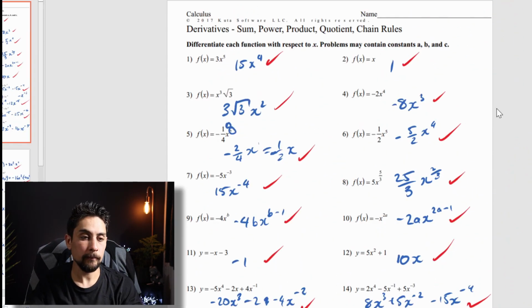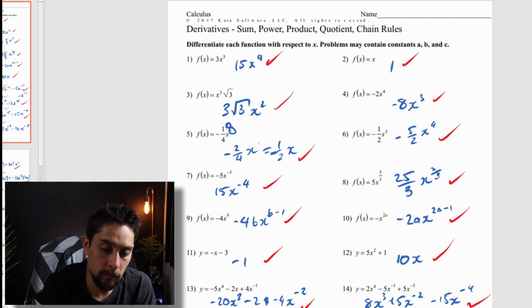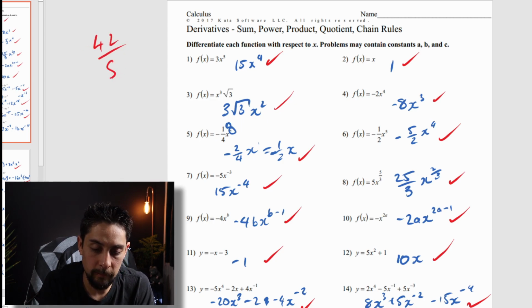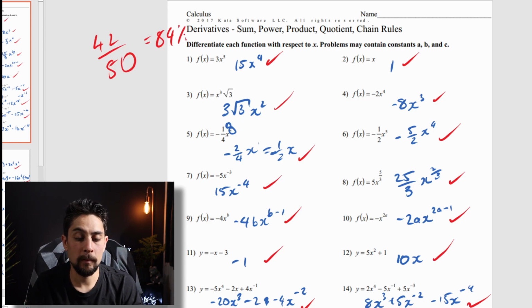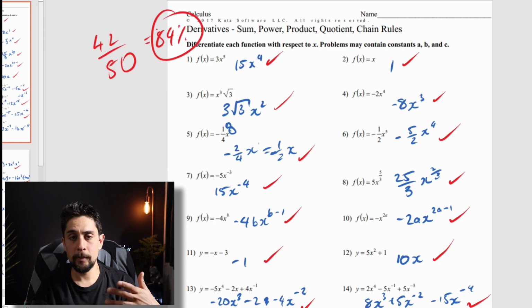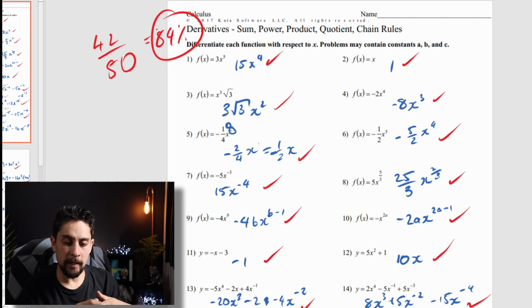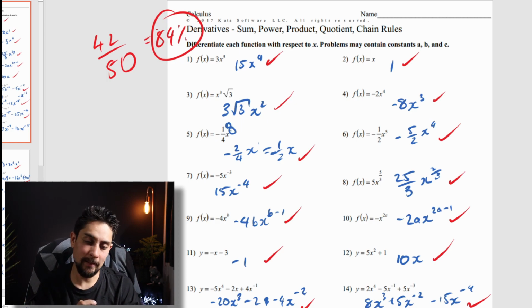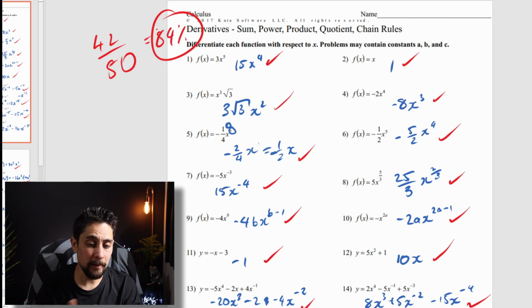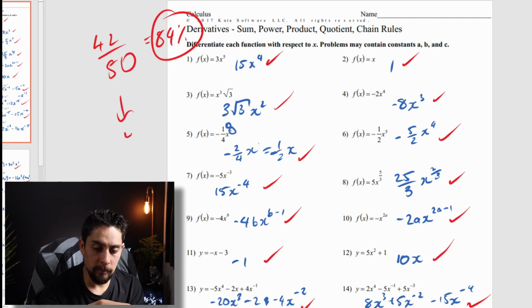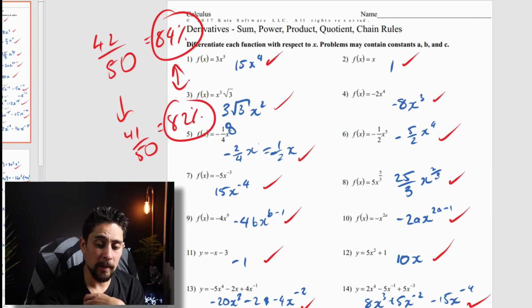8 wrong out of 50. So that's 42 out of 50 is 84%. 84%, I'm pretty happy with that. That might drop down to 82%. We'll check out what happened when I'm editing. It might drop down to 41 out of 50. Unsure, which would be 82%. One of these two. But either way, I'm fairly happy with that.